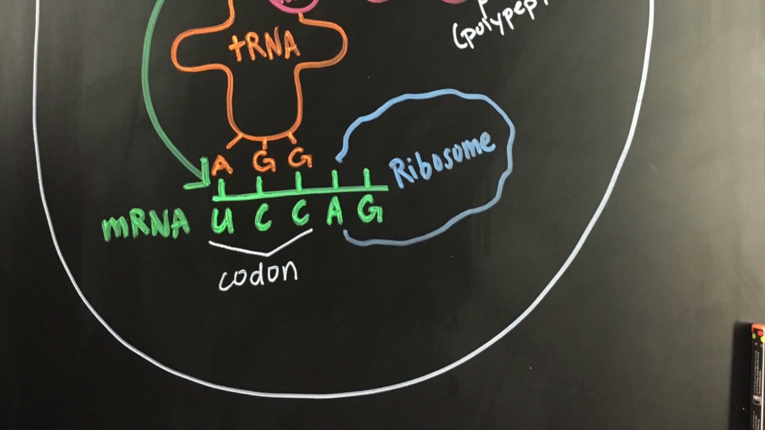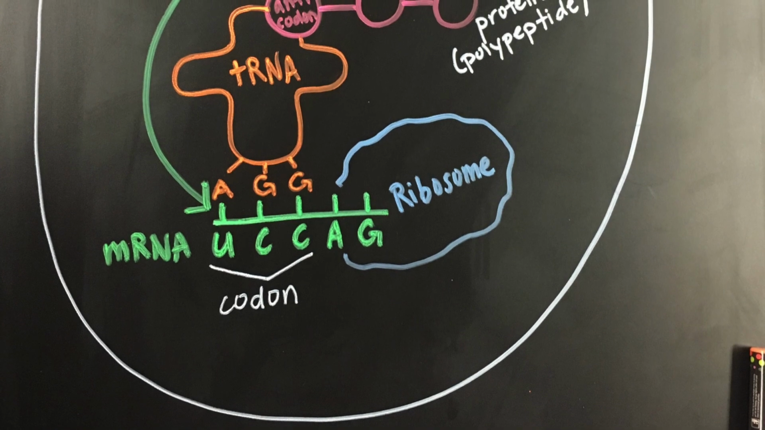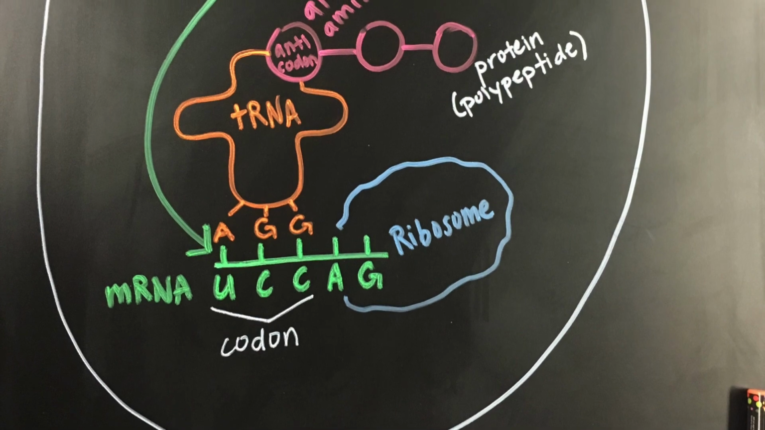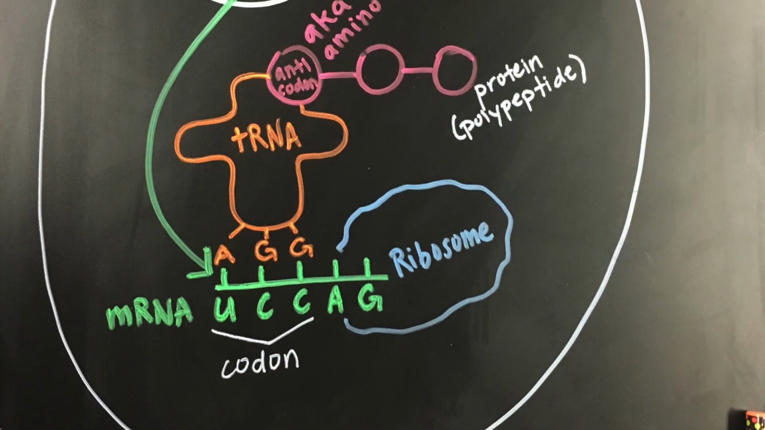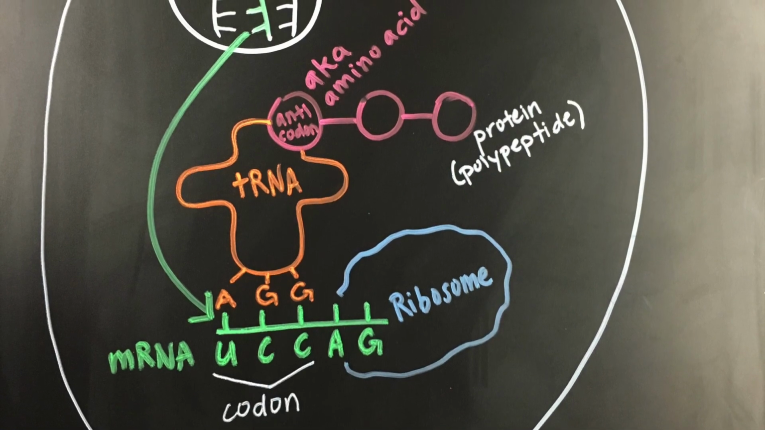Translation is the process of translating codes from mRNA to make a polypeptide chain, which is a protein. And unlike transcription, translation happens in the ribosomes outside of the nucleus. Once the mRNA leaves the nucleus, the ribosome reads its instructions to make polypeptide chains.